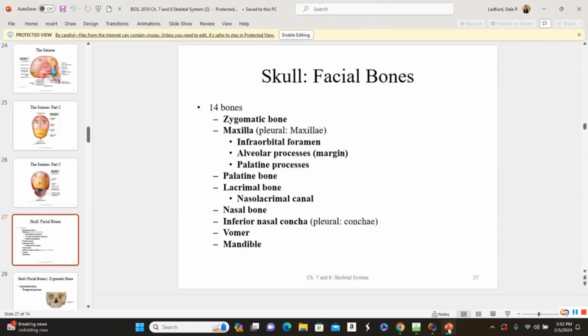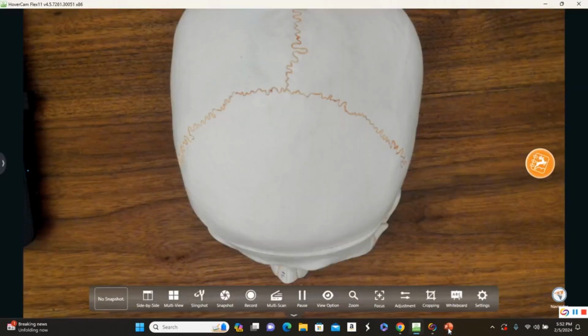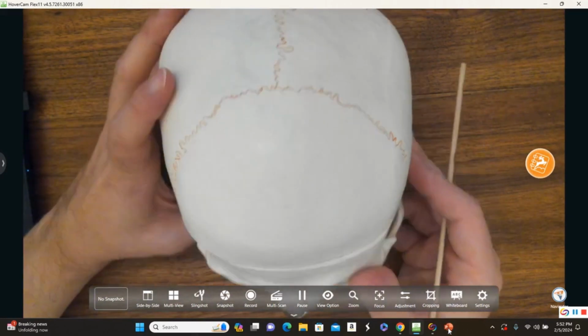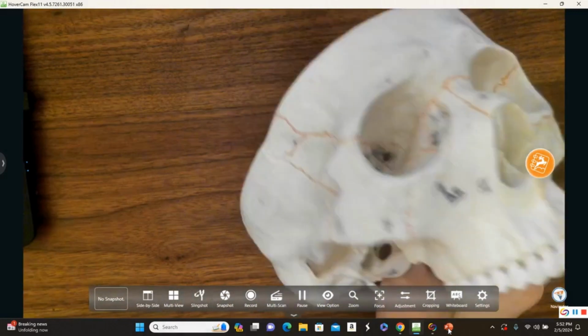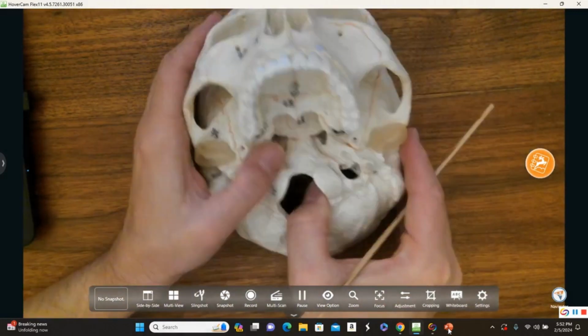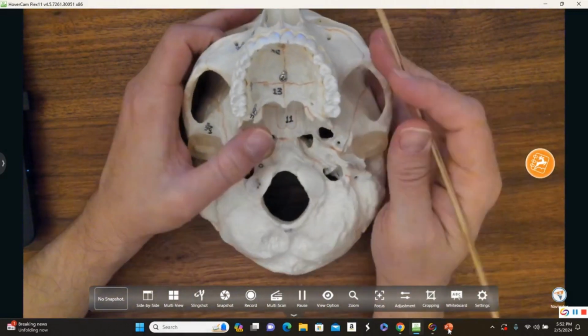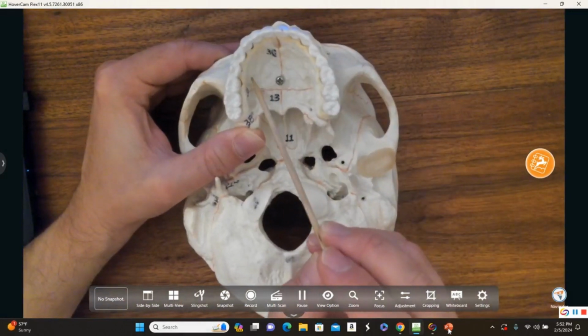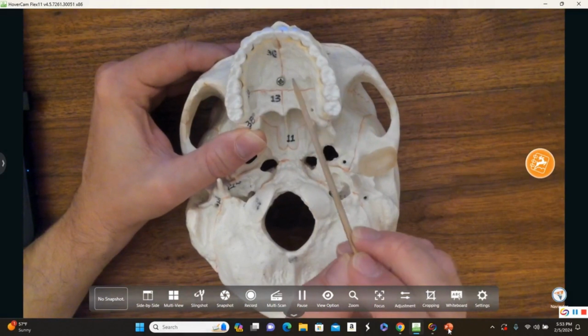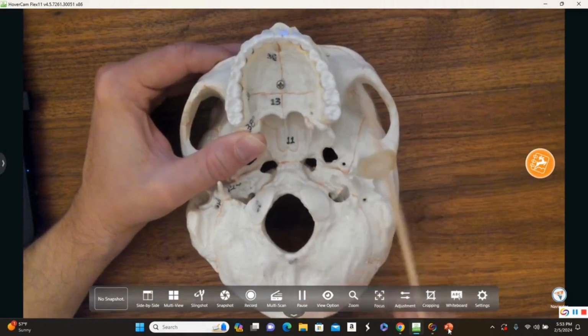Now, what we're next going to see, guys, is the palatine process. To find it, what we want to do is turn the skull upside down. I'm going to take the top of the skull off because it just makes it easier to set the skull down. And what we want to do is go right here to the roof of the mouth, and this is the palatine process of the maxillary bone, right here. Okay.